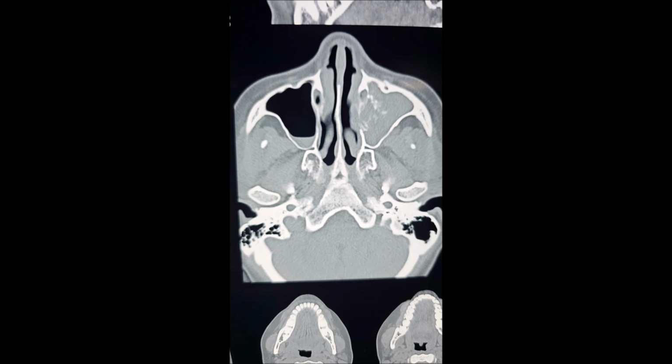This is an axial cut again showing the heterodensity and hyperdense areas also. This is a sagittal picture showing the same picture. I am taking the case under local anesthesia.